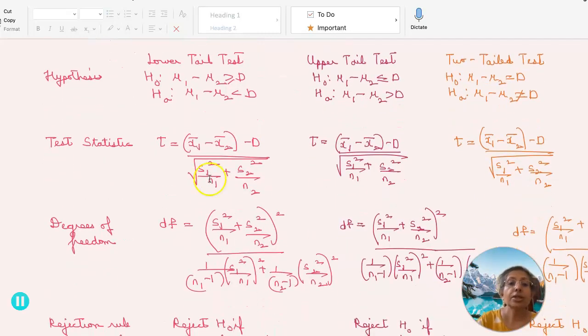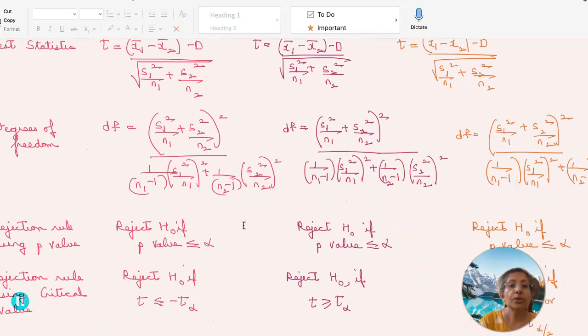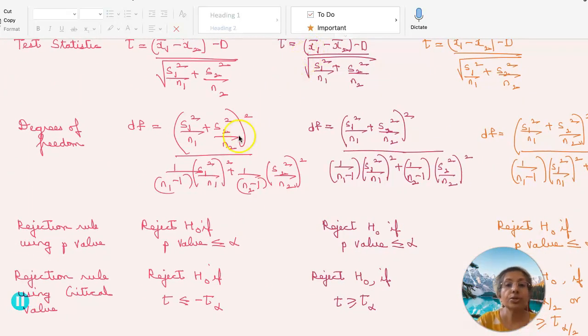The test statistic for all the three is given by t, which is x1 bar minus x2 bar minus D by root s1 squared by n1 plus s2 squared by n2. The degree of freedom is again the same for everything, and that is s1 squared by n1 plus s2 squared by n2 the whole squared, divided by 1 by n1 minus 1, s1 squared by n1 the whole squared plus 1 by n2 minus 1, s2 squared by n2 the whole squared.